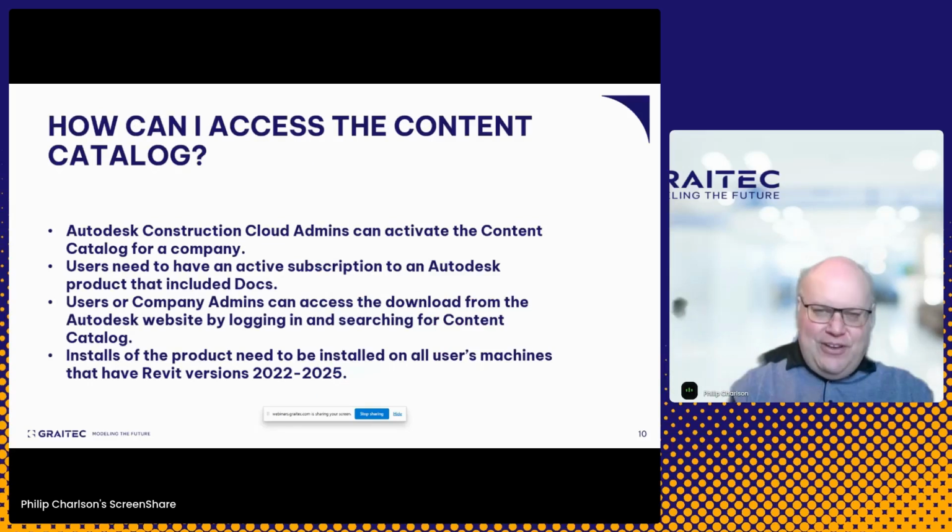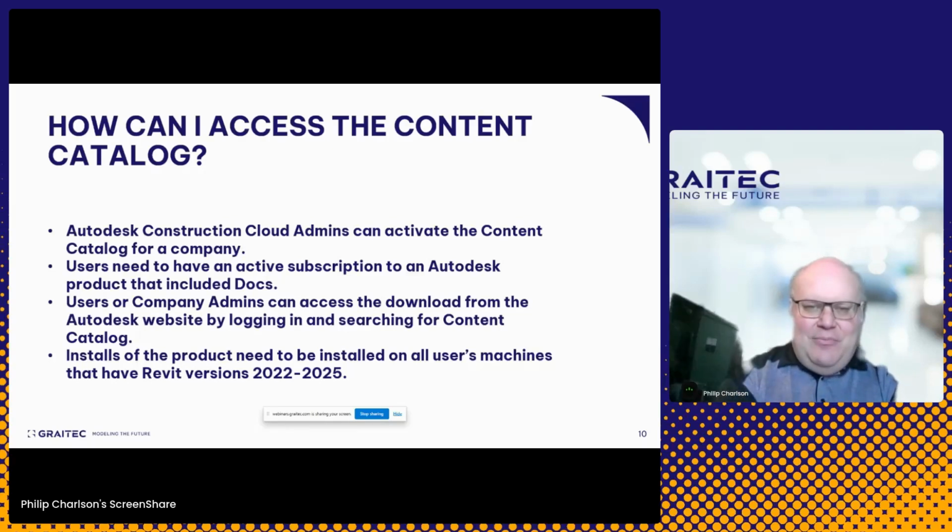All right, so the next question is, how can I access the content catalog? Well, first off, your Autodesk Construction Cloud admin needs to activate the content catalog for a company. So not any user can just say, hey, I'm going to use the content catalog. Nope, we do have to have an admin for your Construction Cloud activate the content catalog for the company. Also, users need to have an active subscription to an Autodesk product that includes Docs.